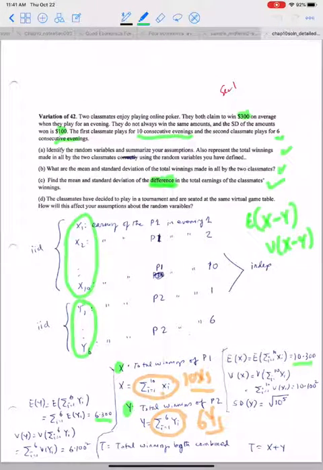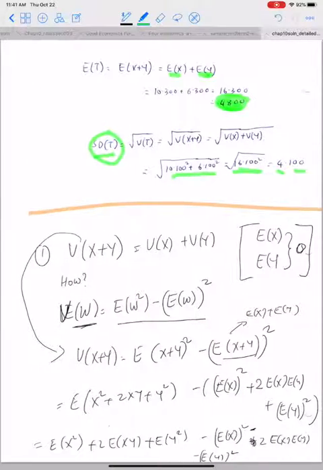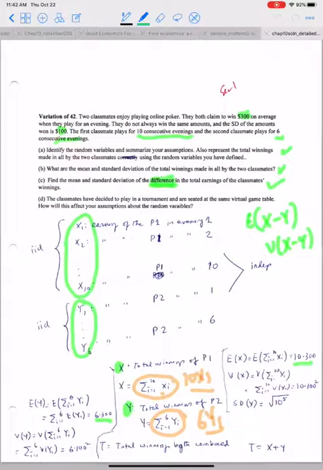What about the standard deviation? The standard deviation is the square root of the variance of the total winnings made, which is the square root of the variance of the total winnings made by the first player plus the variance of the total winnings made by the second player, which is 10 times 100 squared plus 6 times 100 squared, which finally gives the answer 4 times 100.